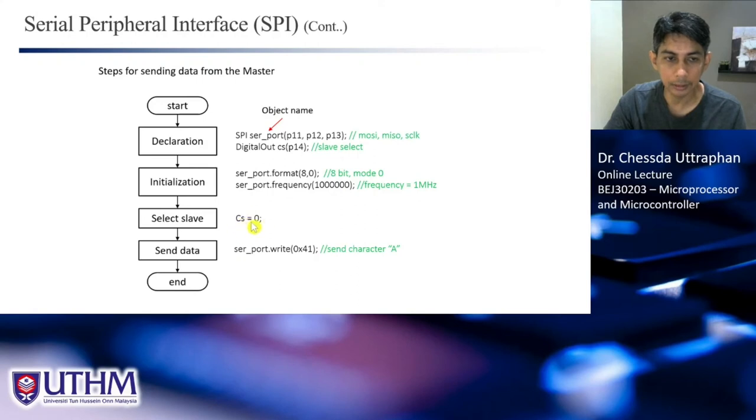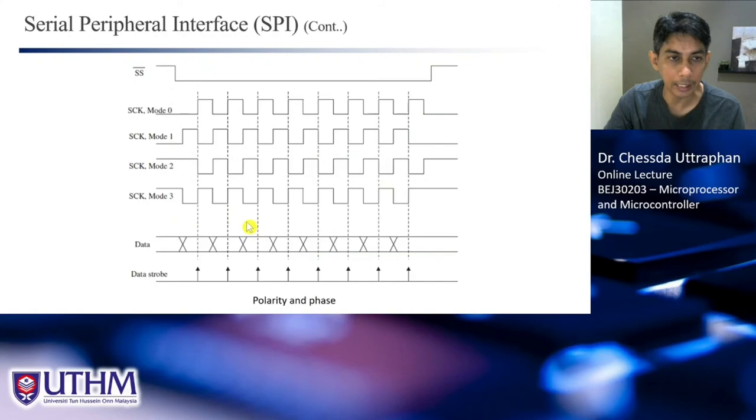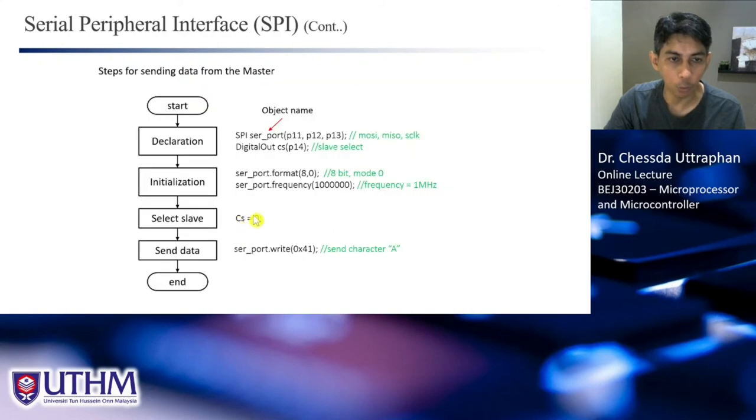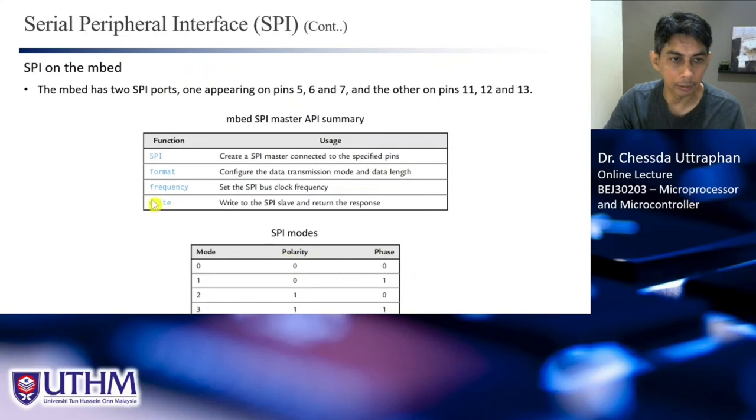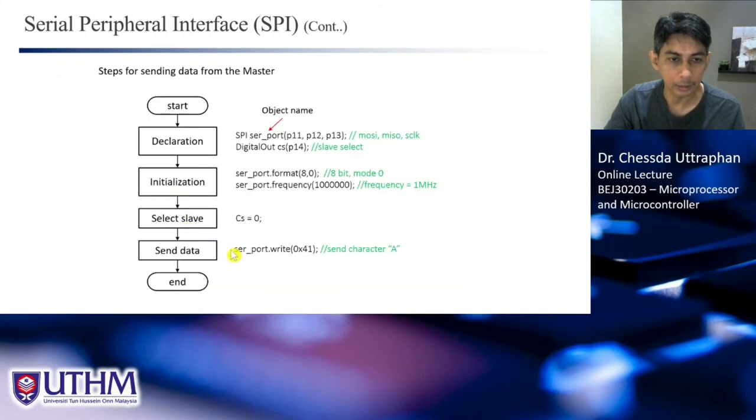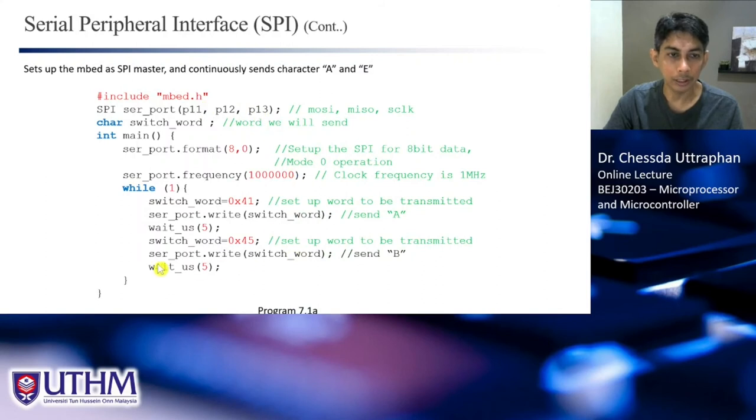And we set the chip select to be 0. In this case, because we only have one chip select, it means that only one peripheral is connected to our microcontroller. And when we want to send the data, just use dot write, the write API, the write function. And this is the data that we want to send, which is the ASCII character A, right? So this is the step for sending the data from the microcontroller to the peripheral.